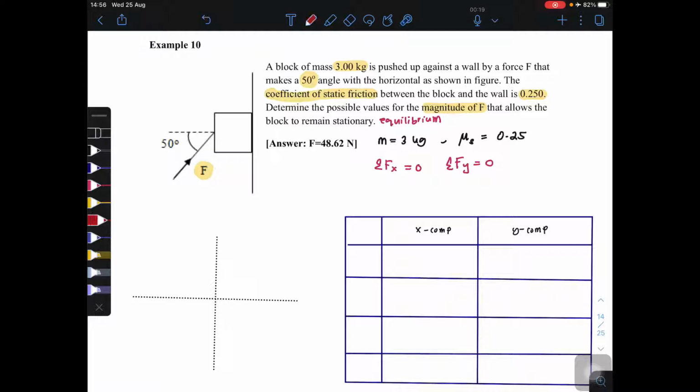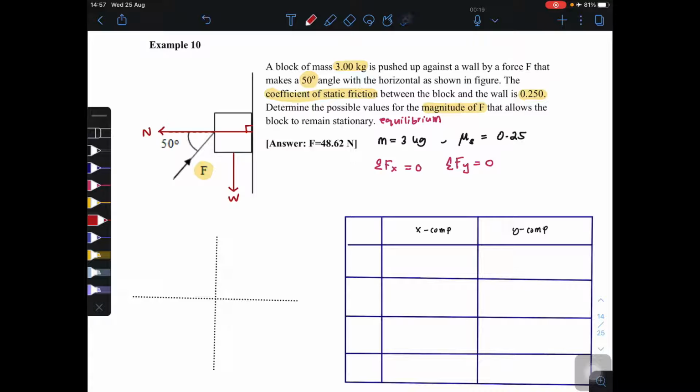Okay, so first, as usual, we have weight force going downward. And then we are already given the external force here. And since this block is pushed up against a wall, this wall here basically is a surface. So remember, if we have a surface, we will have a normal force which is 90 degrees to the surface. So this is the surface, so the normal force will be 90 degrees here. So this will be the normal force.